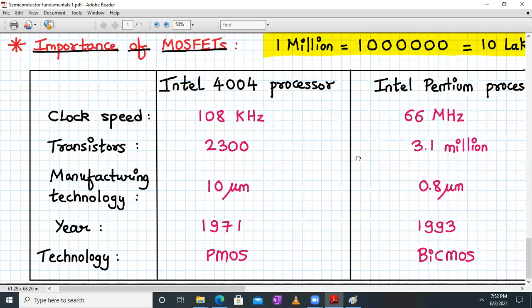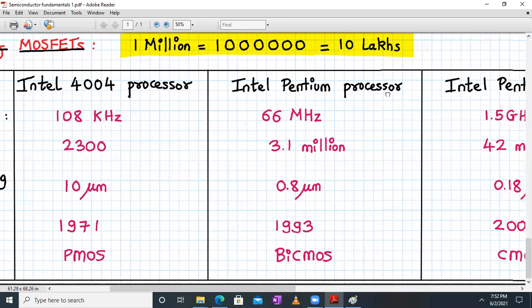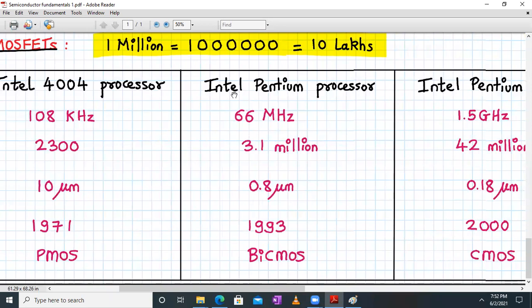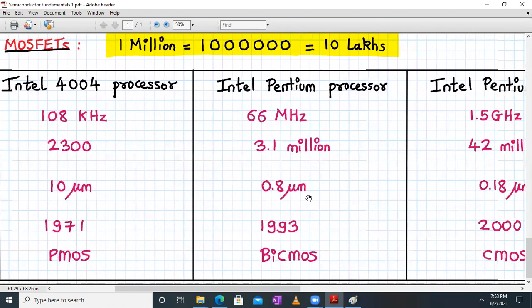With the advancement of technology, Intel matured its processors, and in the year 1993 it came up with the Intel Pentium processor with a clock frequency of 66 megahertz and a whopping 3.1 million transistors, around 31 lakh transistors inside, with a channel length as small as 0.1 micrometer.